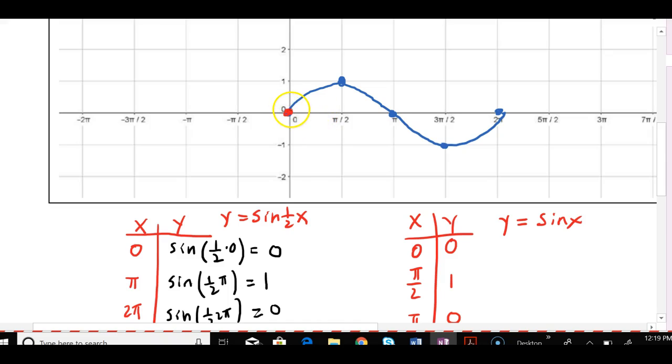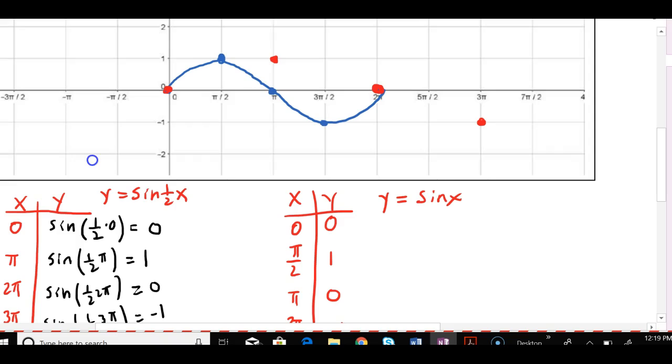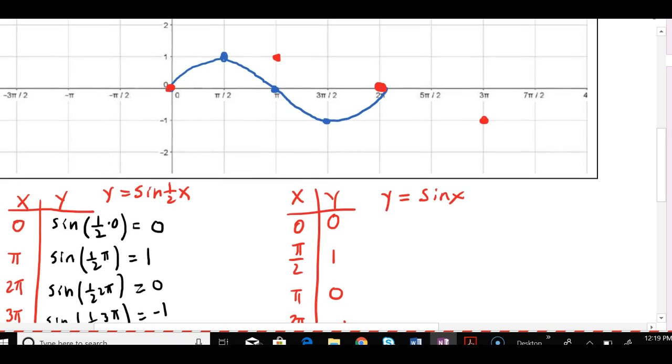Zero, 0, pi 1, two pi 0, 3 pi -1, and that should be 4 pi over there on the edge. And that should be 0. Connecting, we get that.